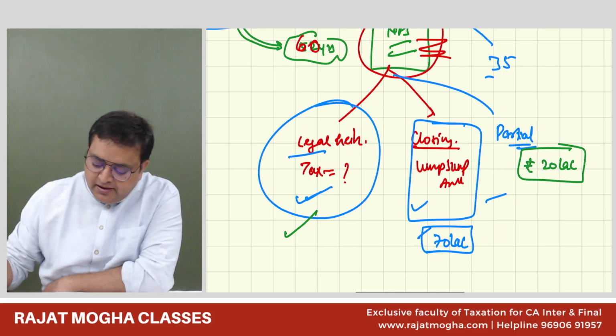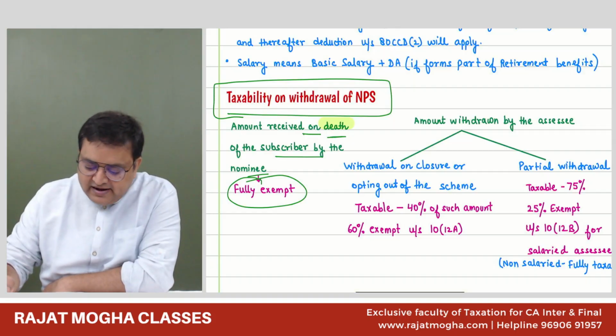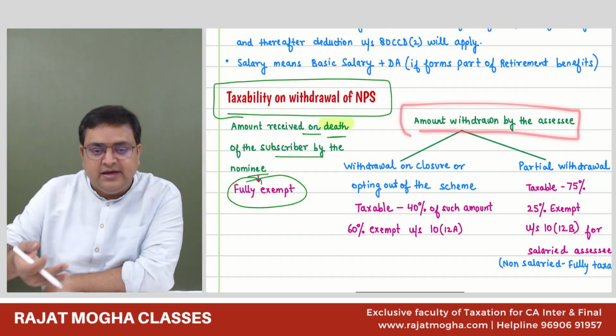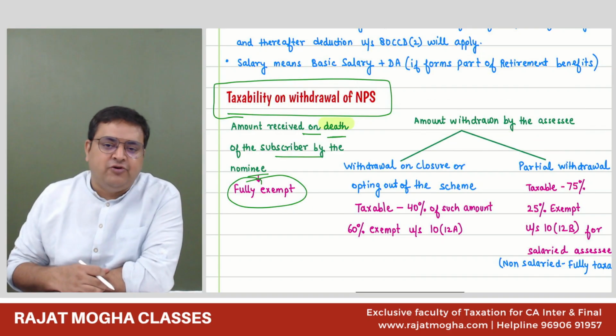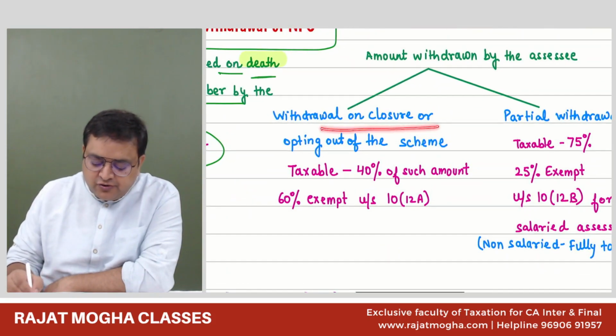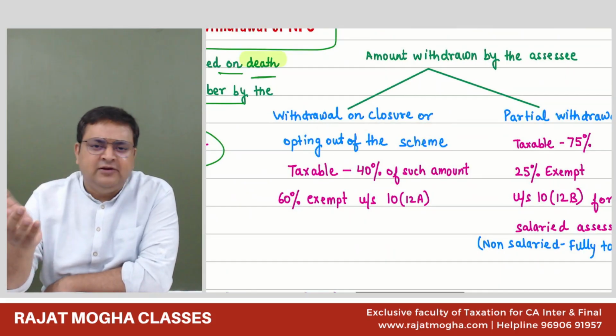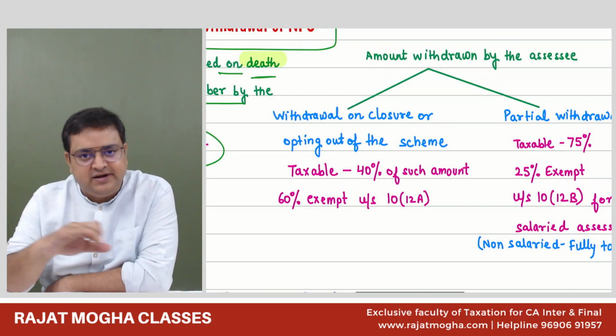Second thing, if the person has not died and he's now 60 years of age, he's closing his NPS and he's getting the money. So the amount withdrawn by the assessee himself or herself. When he's withdrawing the money on the closure of the scheme, now he's closing the NPS altogether. Why? Because now he doesn't need the NPS. He is getting retired.